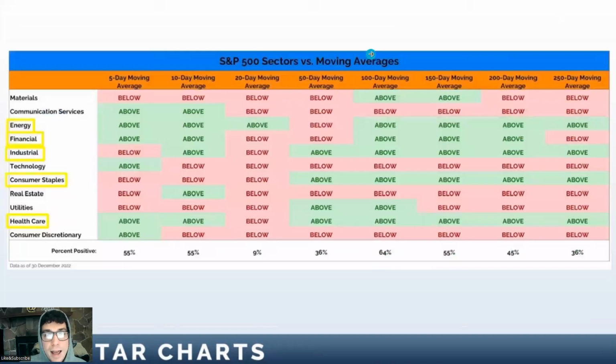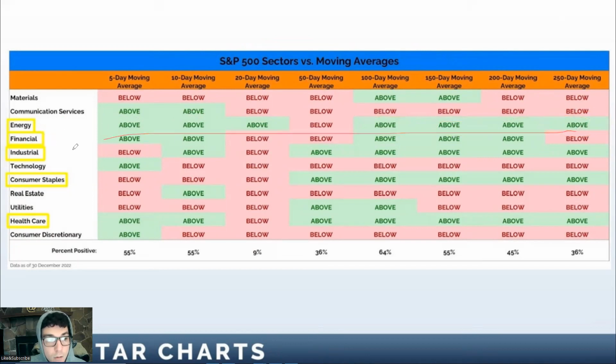Over here, what we have is the S&P 500 sectors versus their moving averages. If we take a look at the XLE, the energy sector, it's above the 5-day moving average, the 10-day, and the 20-day. It is below the 50-day, but it's above the 100, the 150, the 200, and the 250. We have financials doing very well, above most of their major moving averages as well. We have industrials, consumer staples, and the healthcare sector. These are the sectors showing strength in the market right now and outperforming the S&P on a relative basis.